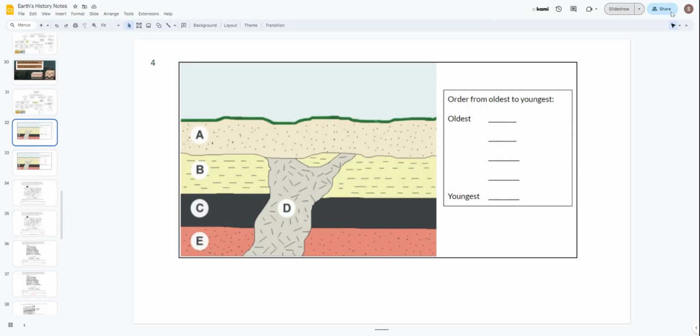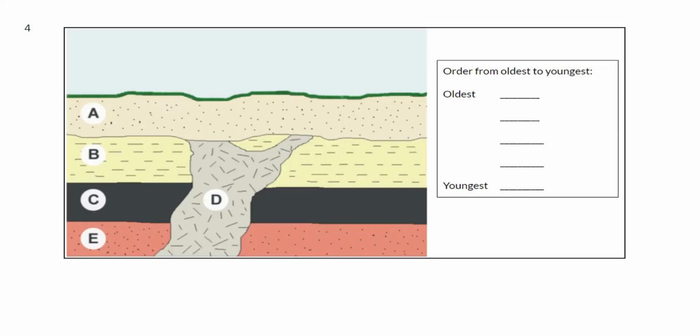Hey guys, so let's practice question number 4 and 5 together on your worksheet, the index fossils and relative dating worksheet, and then I'll have you practice the rest on your own. Number 4 is showing us a diagram, and it's asking us to order A, B, C, D, and E from oldest to youngest. Which rock layers are youngest and which rock layers are oldest?